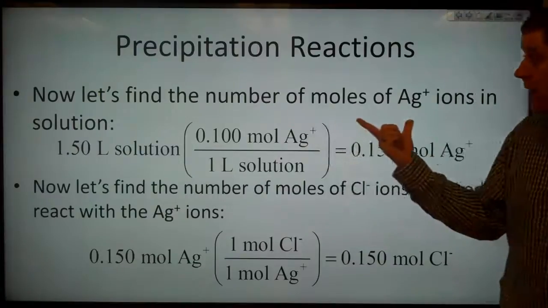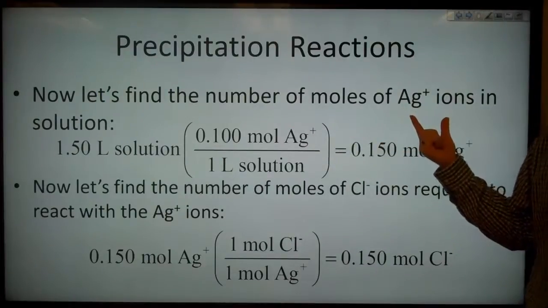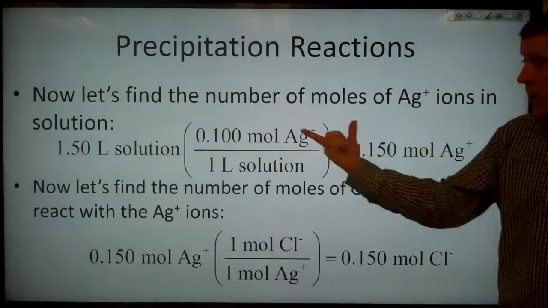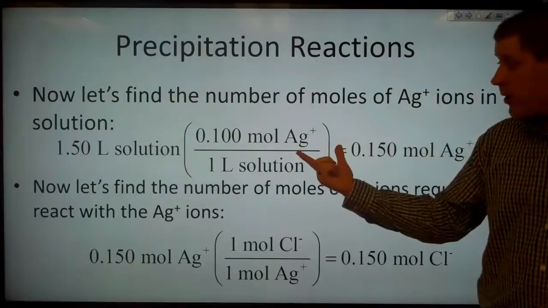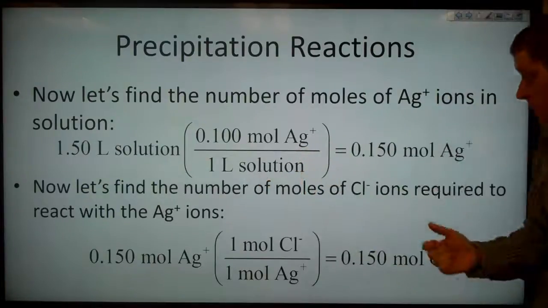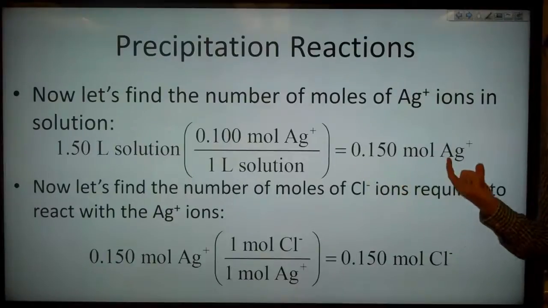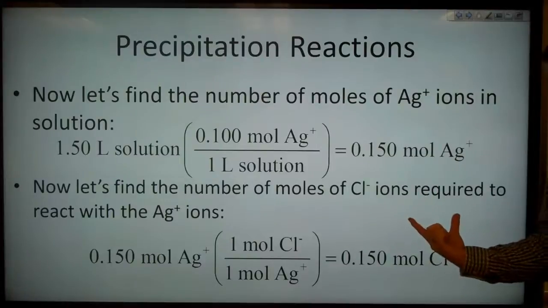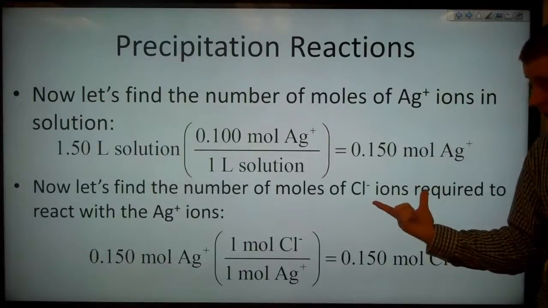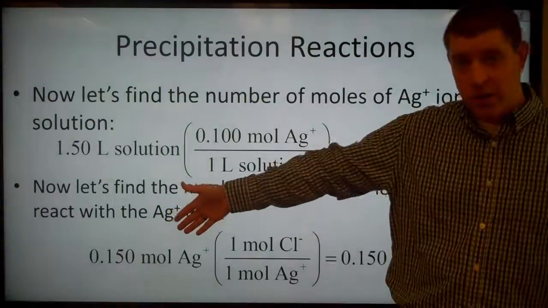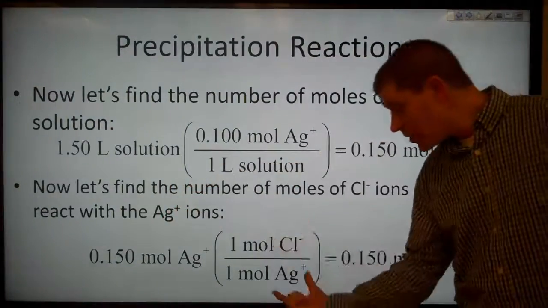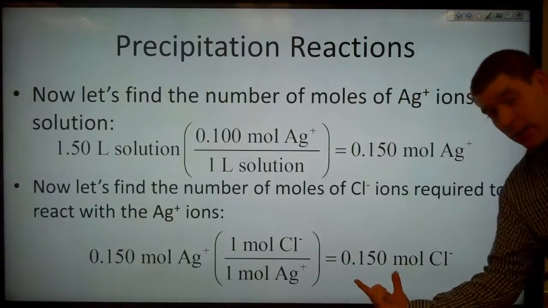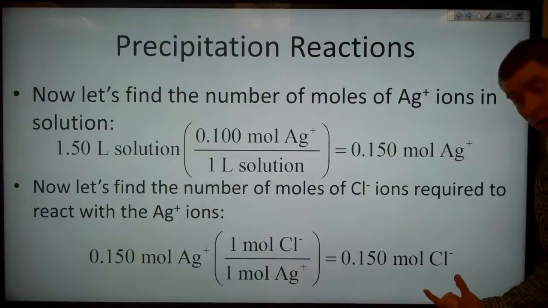Now let's find the number of moles of silver ions in solution. Well, we have a 1.50 liter solution. We know the concentration is 0.1 moles of silver in 1 liter of solution. That means that we have 0.150 moles of silver ions. And now let's find the number of moles of chloride ions that are required to react with our silver ions. We know that we have 0.150 moles of silver ions. We know that the mole-mole ratio of chloride to silver ions is 1:1. And that means that we need 0.150 moles of chloride ions.